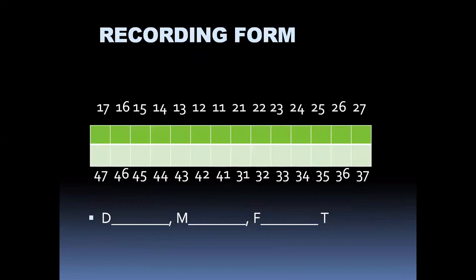So this is the recording format of a DMFT index. You can see the boxes here. We have around 28 boxes. We have a first quadrant, second quadrant, third quadrant, and fourth quadrant. Based on that, in those boxes, we can allot D, M, or F. And how to calculate it? Simply, you add all of them to get a DMFT score.